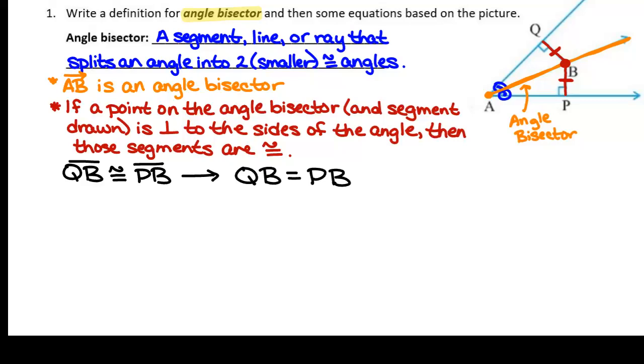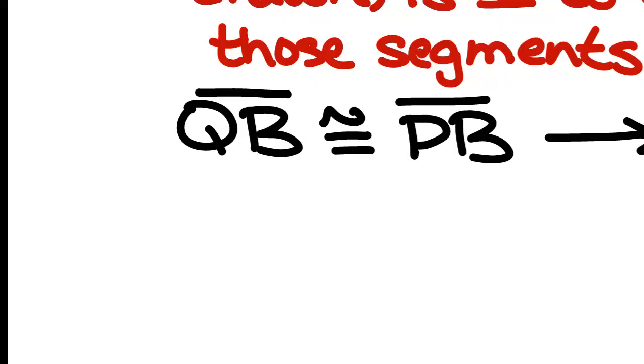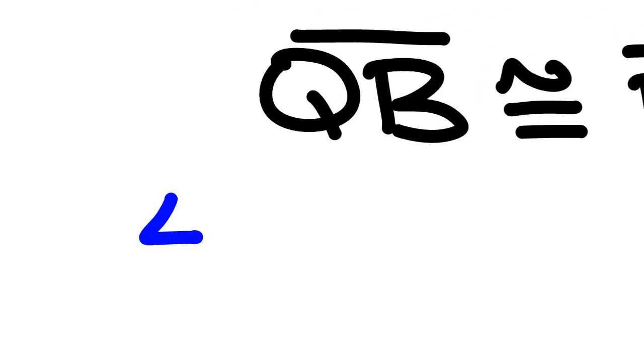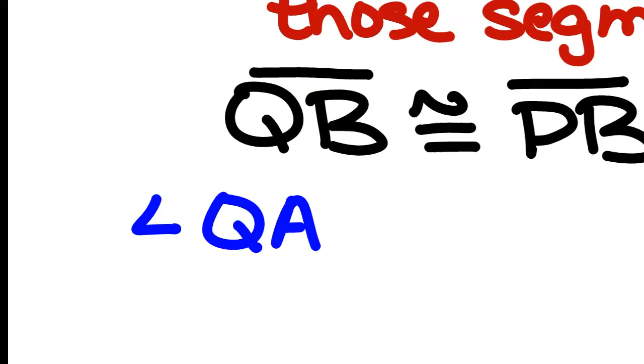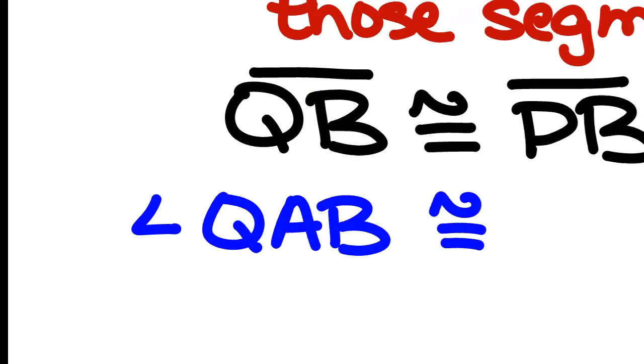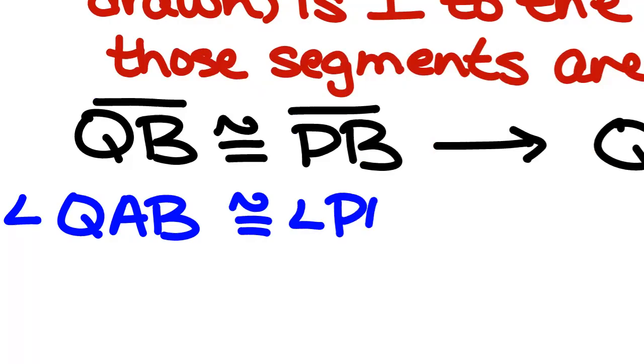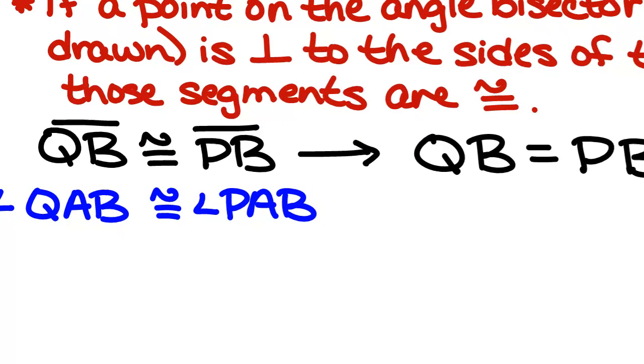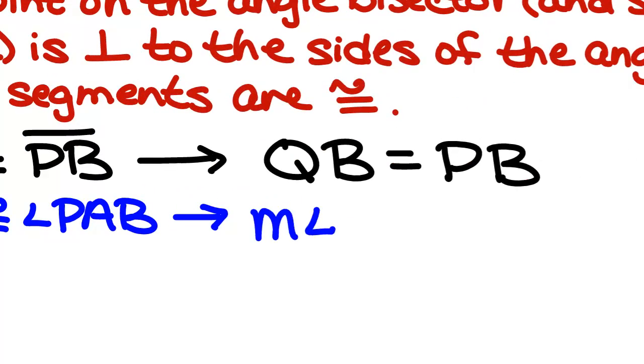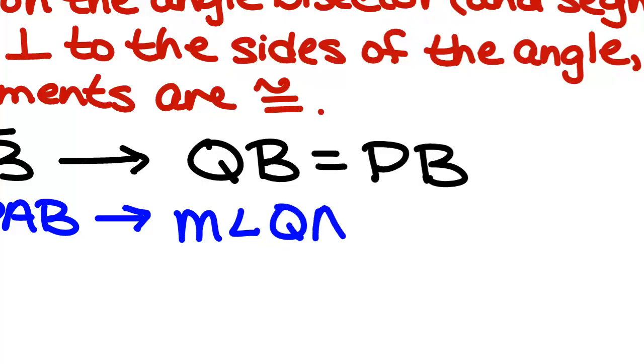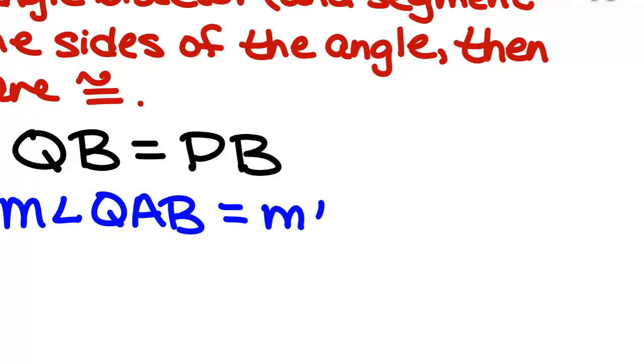Some other things that I can write down based on observations from the picture. Because ray AB is an angle bisector, angle QAB is congruent to angle PAB, which, similar to my segments, if I have congruent angles, that means the measurements of the angles are congruent. So the measurement of angle QAB is equal to the measurement of angle PAB.